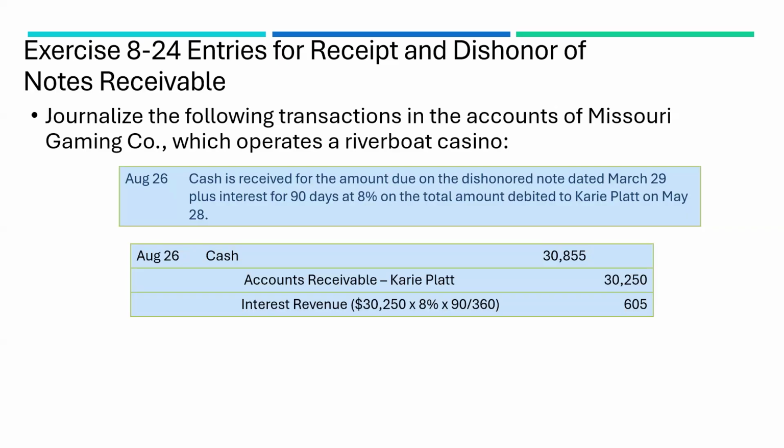So we have to credit interest revenue for the same amount, and then the cash is the total amount that we receive from the customer. And notice how the initial $250 in interest was recorded back in May, so we don't record that again here. That was included in this accounts receivable, and this interest revenue is new interest revenue after the note was dishonored, but now they're paying it and they paid a little bit more.